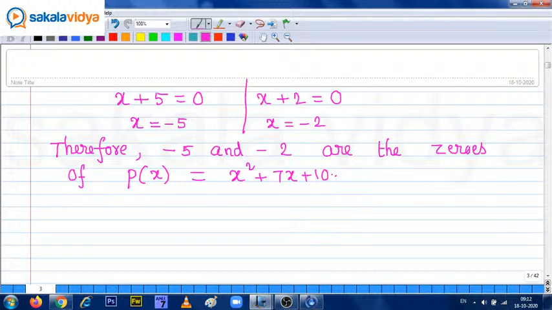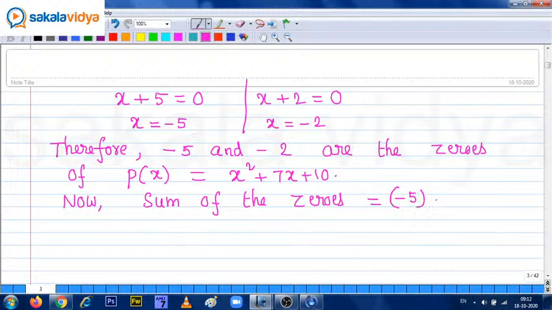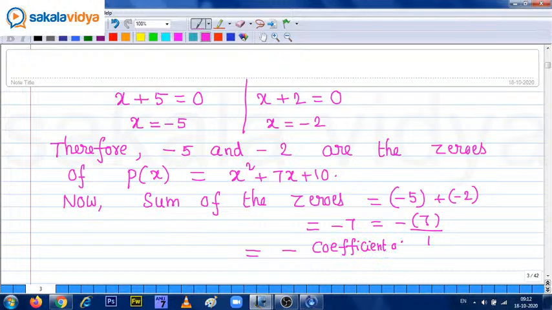Next we go for the sum. Now sum of the zeros means these are to be added: minus 5 plus minus 2, that will be minus 7. But here the coefficient of x is 7. So we can write minus of 7 upon 1, where 1 is the coefficient of x square. So this can be written as minus coefficient of x upon coefficient of x square. So we have established the relation between the sum of the zeros and their coefficients.